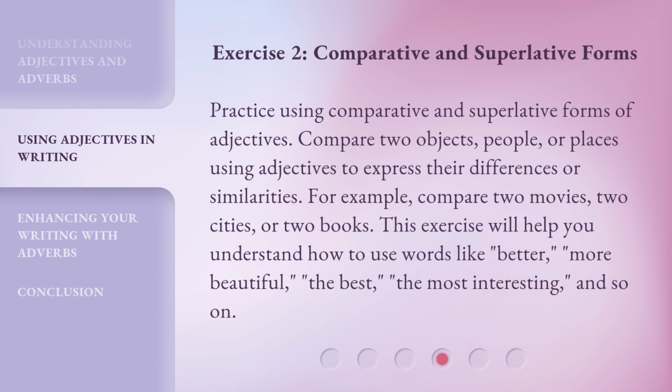Exercise 2. Comparative and superlative forms. Practice using comparative and superlative forms of adjectives. Compare two objects, people, or places using adjectives to express their differences or similarities. For example, compare two movies, two cities, or two books. This exercise will help you understand how to use words like better, more beautiful, the best, the most interesting, and so on.